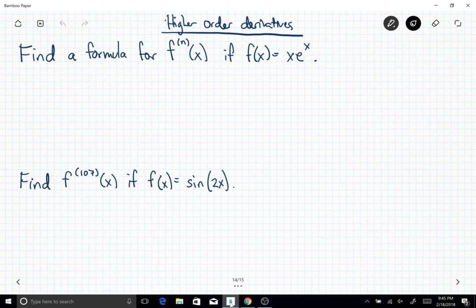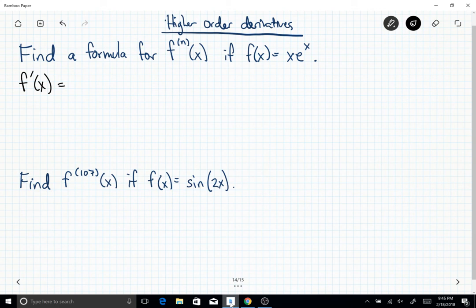So find a formula, or last two problems I should say. Find a formula for the nth derivative of x if f of x equals x e to the x. So the real trick to this is catching a pattern. So first off, we got to find f prime of x. Well, it's the product rule. So product rule, hopefully you're getting pretty good.